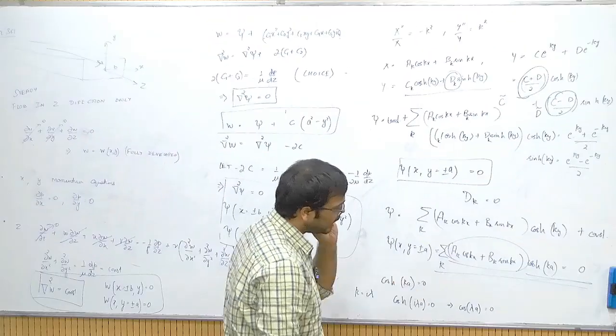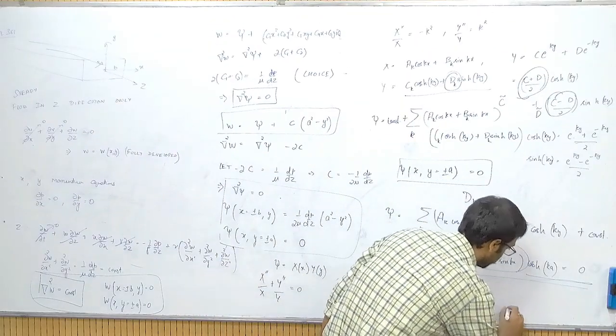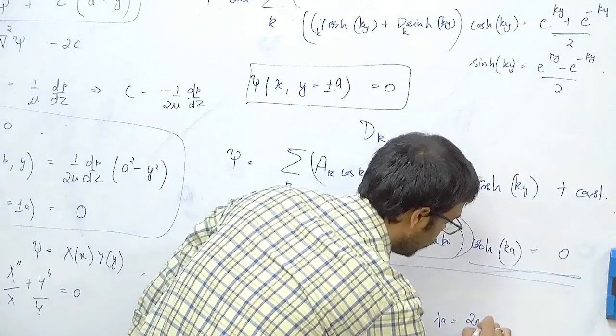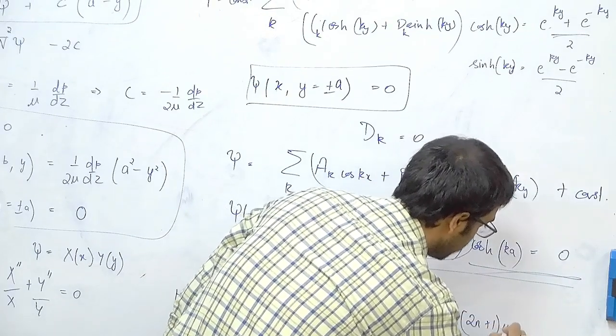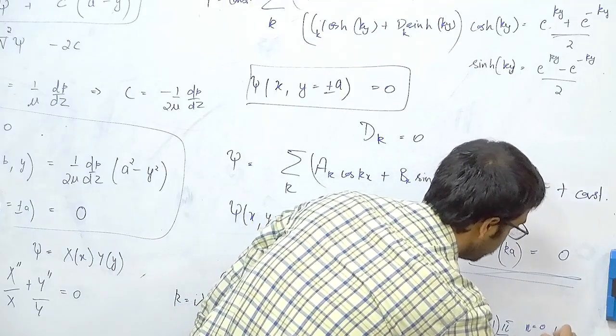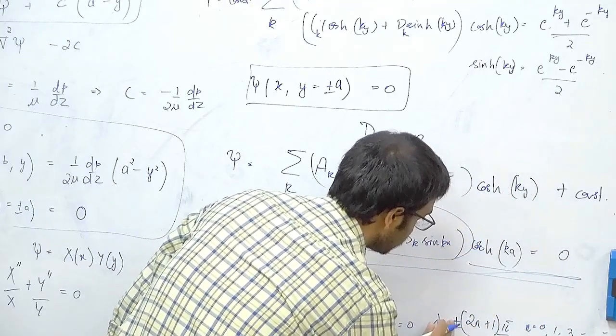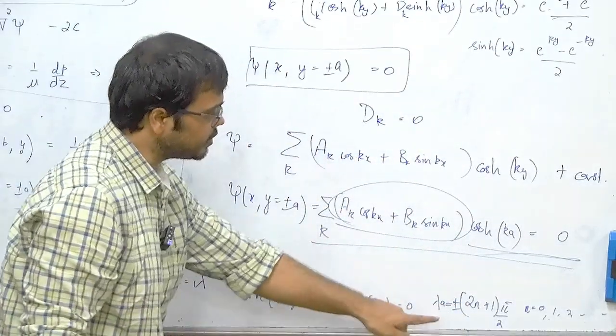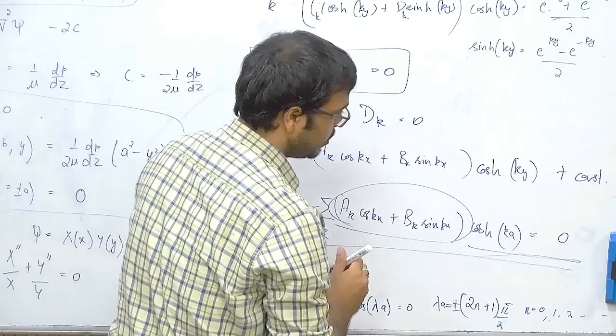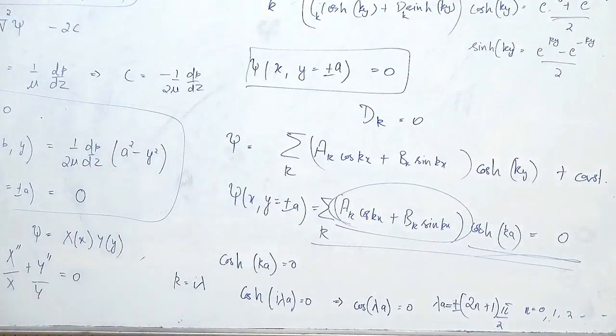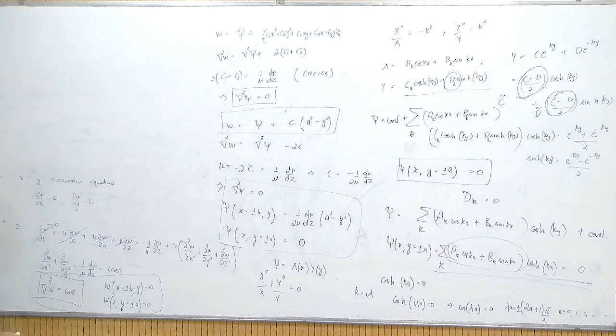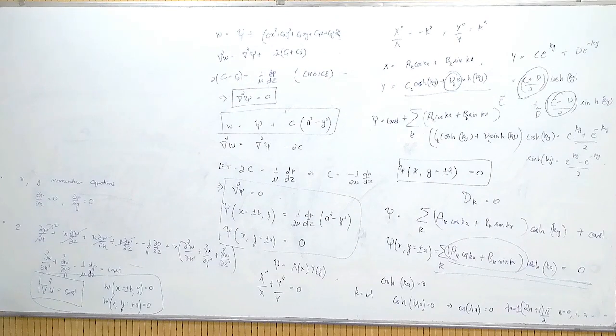So, having cos lambda a equals 0, what do you get? Lambda a is (2n plus 1) pi by 2, for n equals 0, 1, 2. Technically, there is a plus minus also, right. So this gives us possible values of lambda, which are basically possible values of k.